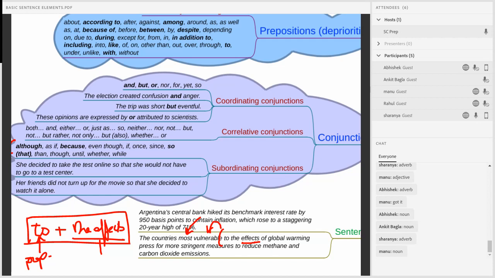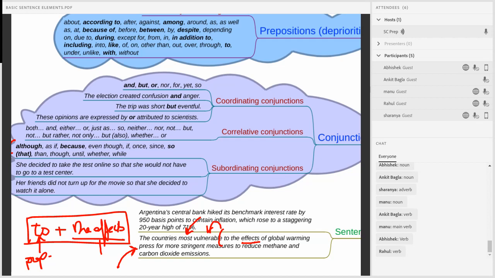Awesome. Okay. Now the next word is press. I've received 3 answers. Press. Okay. Sharanya, not sure? Yes, I'm not sure about it. Fair enough. So the way we should read the sentence is, some countries, right? The countries who are most vulnerable, those countries press for more stringent measures.